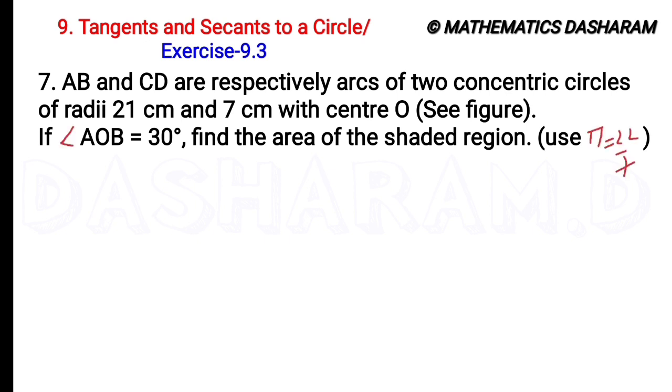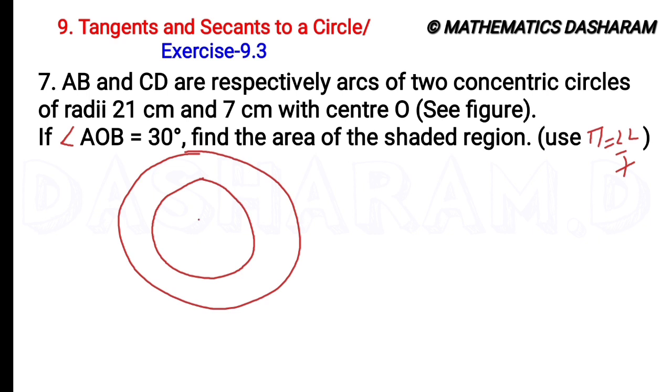AB and CD are respectively arcs of two concentric circles of radii 21 and 7 centimeters with center O. If angle AOB is 30 degrees, find the area of the shaded region. Use pi value 22 by 7. So concentric circle means two circles with the same center. So these are the concentric circles. So in the concentric circle he gave two arcs.